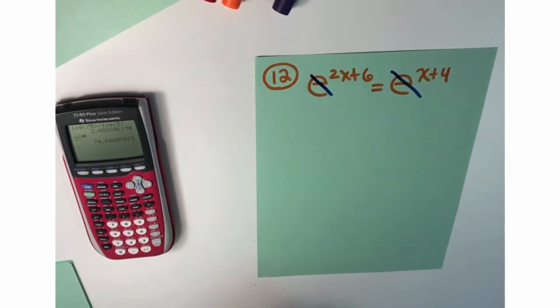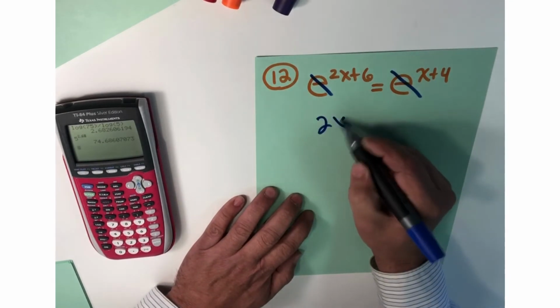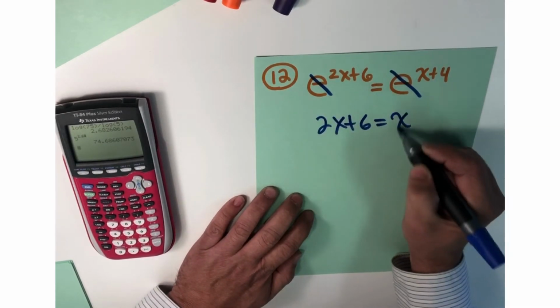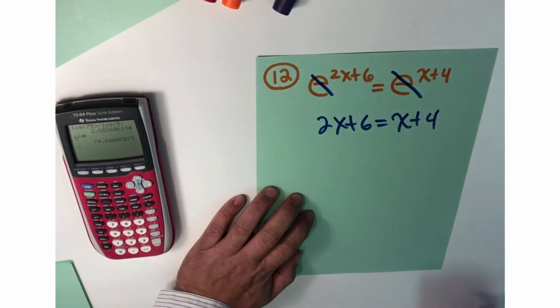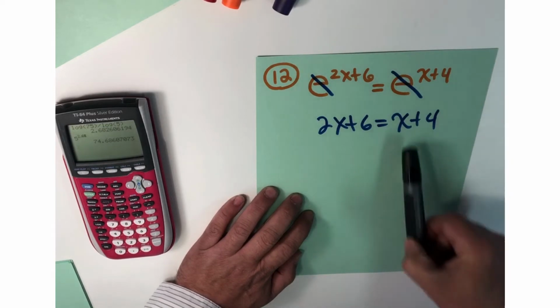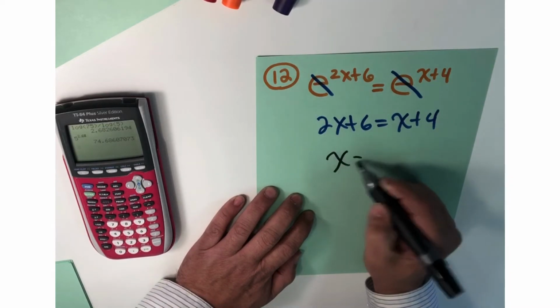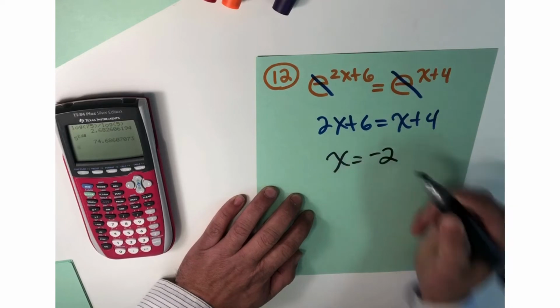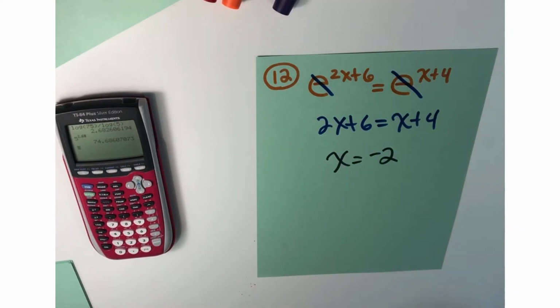I'm just going to cancel the common bases and end up with 2x plus 6 is equal to x plus 4. When you move the x over to the left, you end up with x. When you subtract 6, you get negative 2. And that's how easy this is. Okay? We'll be right back in a few minutes, and we're going to go over the ones on the right-hand side. Commercial break.